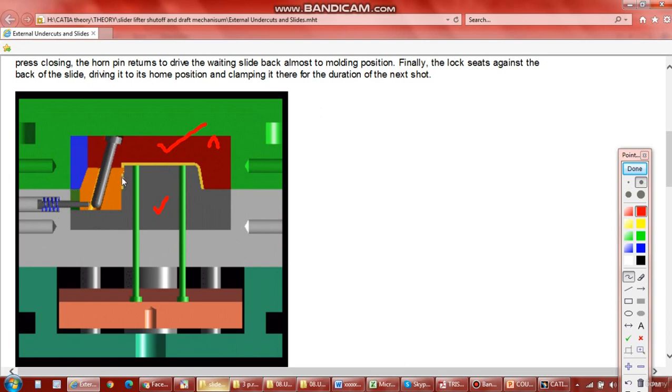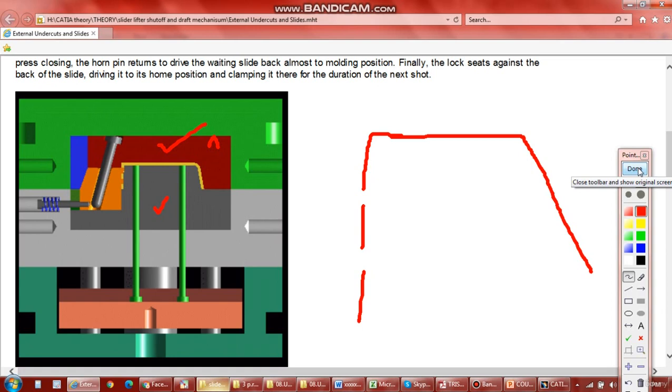Because we have two holes, this will be your part, and there will be two holes. So for clearing those two holes, we are using this slider. A common question the interviewer will ask is: what is the basic difference between lifter and slider?